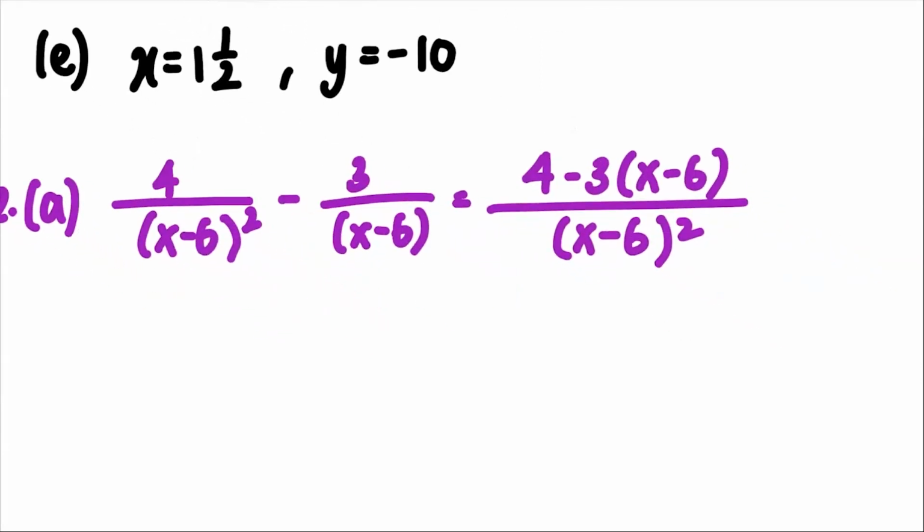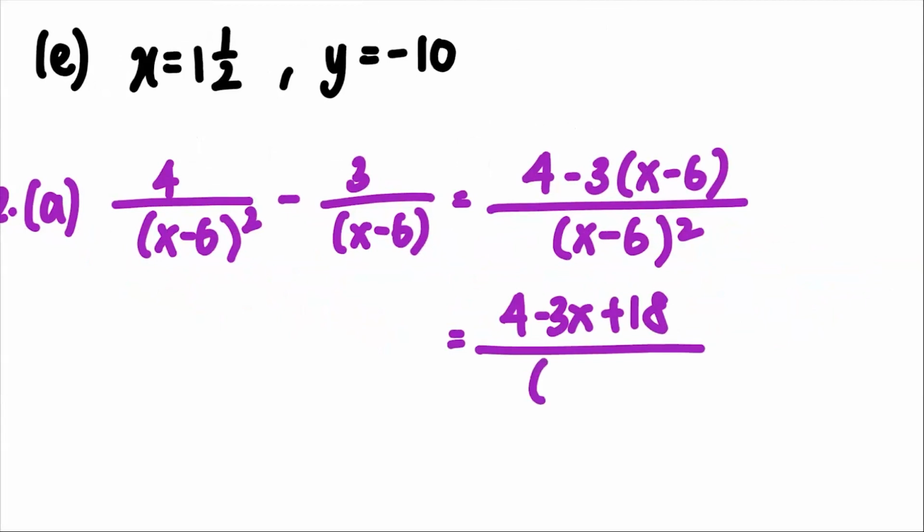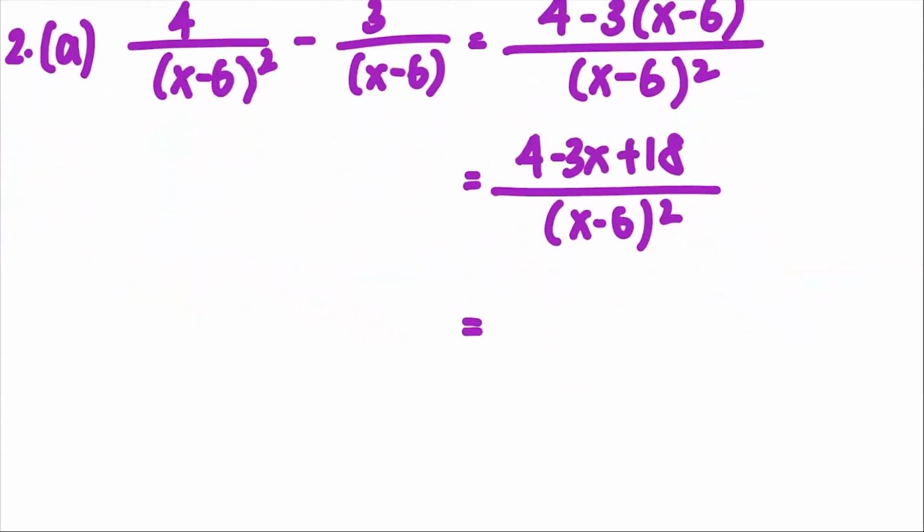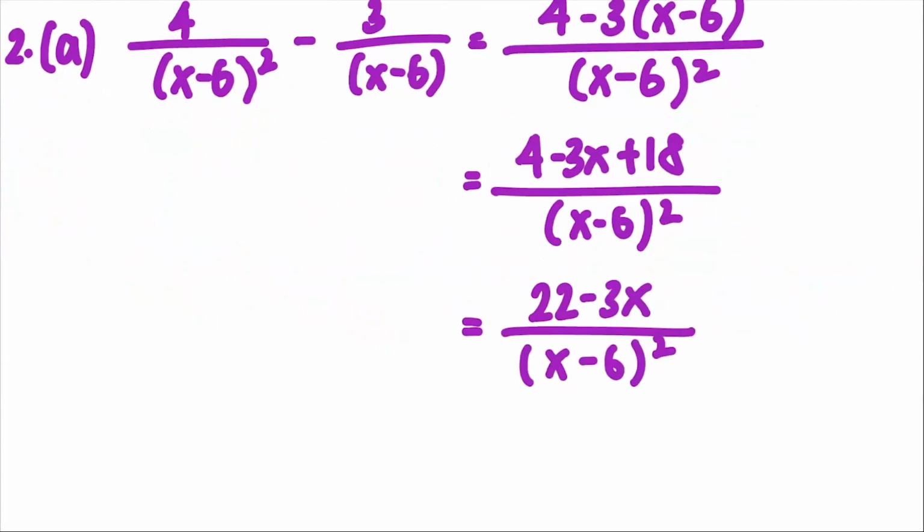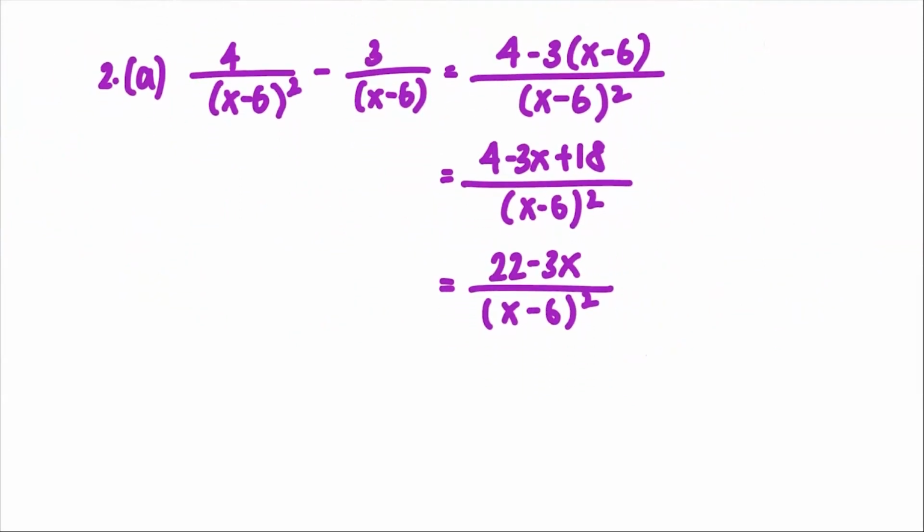We get this, and we can solve it. We get 4 minus 3x plus 18 divided by (x minus 6) whole thing squared. Final answer is (22 minus 3x) over (x minus 6) squared. And that's the answer for 2 part A.